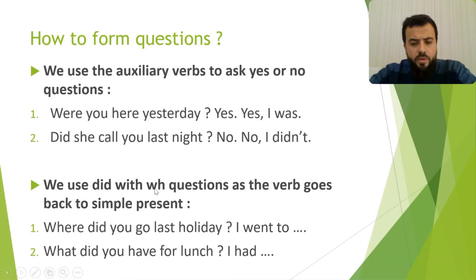We use did with WH questions as the verb goes back to simple present. So here, when we have WH questions, just like the negative, the verb goes back to the present tense. Where did you go last holiday? So, of course, when you want to answer, you use the past simple. So you say, I went to Italy, etc. What did you have for lunch? So when you answer, you use the past simple and you say, I had a taco, for example.